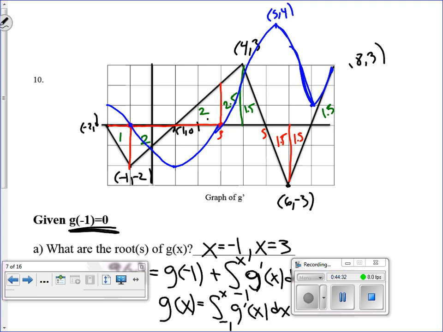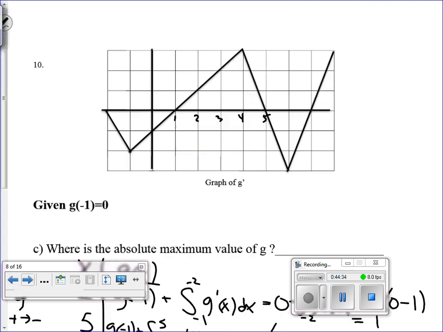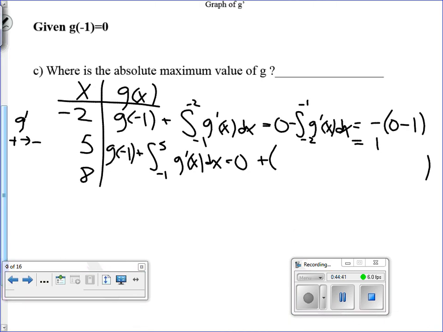Okay. So let's go back here. Right here. Okay, so for this one, we're finding the definite integral from -1 to 5 of g prime. So we just looked at it. Area above was 6, area below was 2. So we get a value of 4 for g of 5 equals 4.